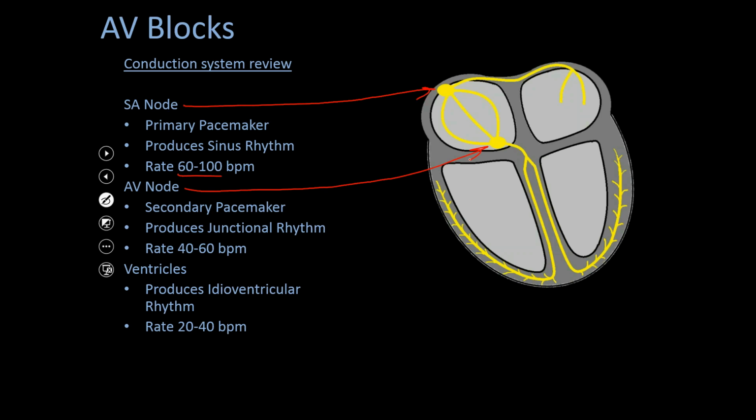And this is the AV node. It's a secondary pacemaker. If the SA node is unable to pace, the AV node can pace. It produces junctional rhythm, and it normally paces at a slower rate between 40 to 60 beats per minute.